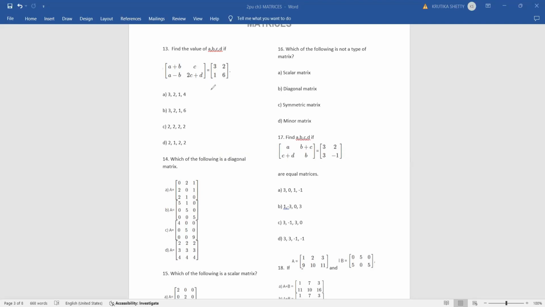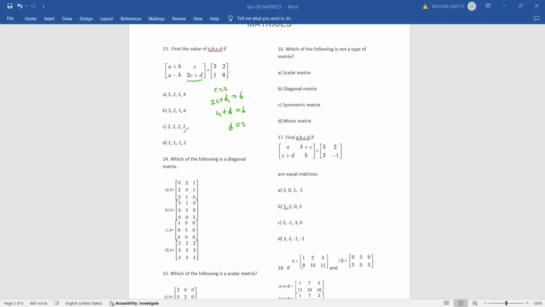So see, pay attention here. When we equate C, we will get the value of C directly. C is equal to 2. And by making use of the fourth element, 2C plus D will be equal to 6. C value we already know it is 2. So 2 into 2 is 4, and D will be equal to 2. So C is equal to 2, D is equal to 2.